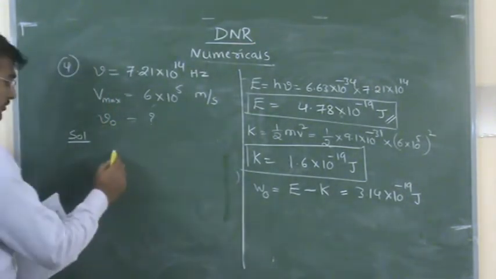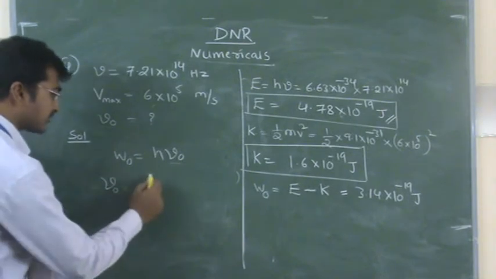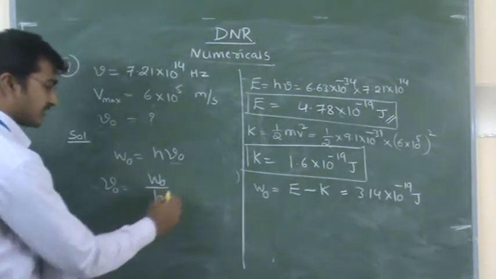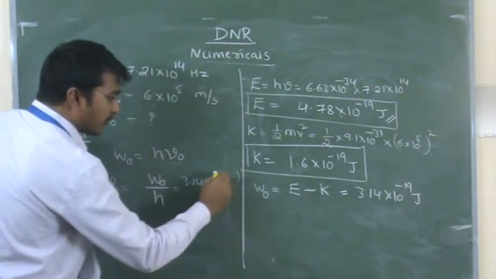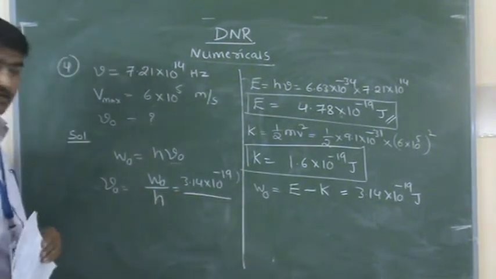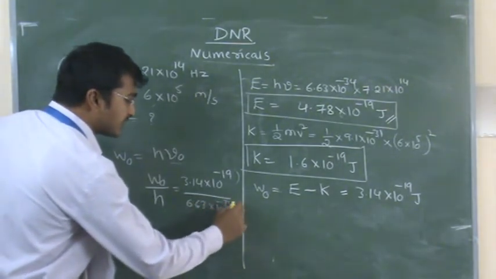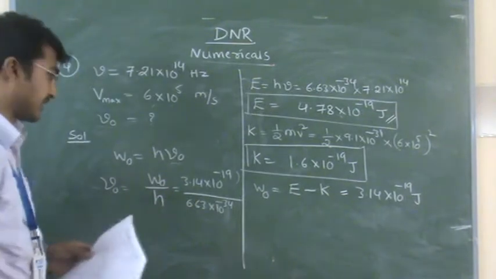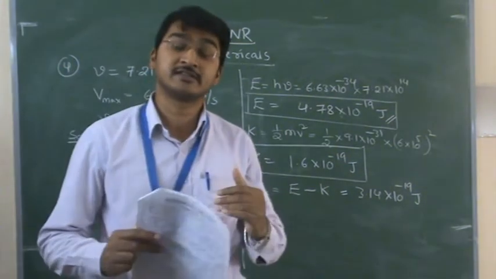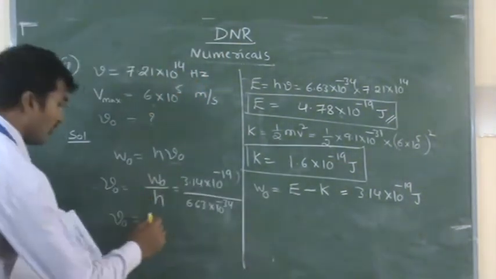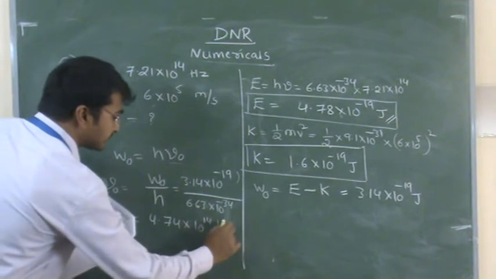But we know work function is equal to h nu naught. I want nu naught now. Nu naught is equal to work function by Planck constant. But what is the work function value? 3.14 into 10 to the power of minus 19 joules. Okay, next Planck constant 6.63 into 10 to the power of minus 34 joule second. Then you will get the nu naught value, the threshold frequency of that surface. You will get 4.74 into 10 to the power of 14 Hz.